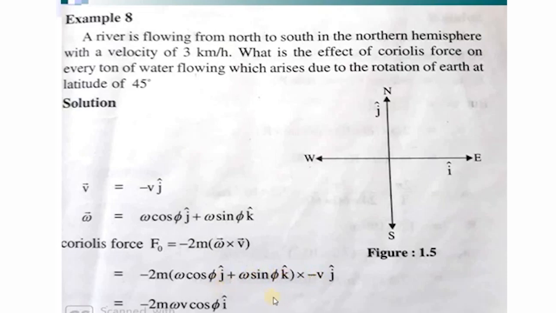-v j, and j cross j will be 0, and k cross j, in ijk, it will be what? Minus i. So I'm already having a minus sign here, minus into minus is plus, but it will be again minus i, meaning -2m omega v cos phi. That is, since it is k cross j, i is missing. It is minus i. Right.